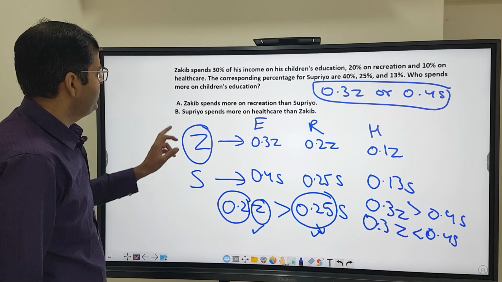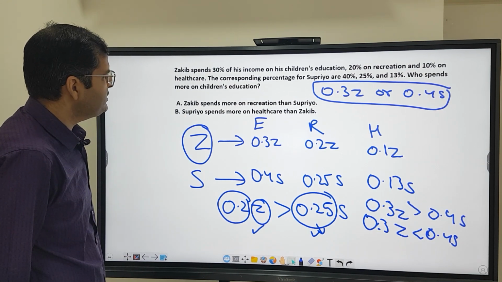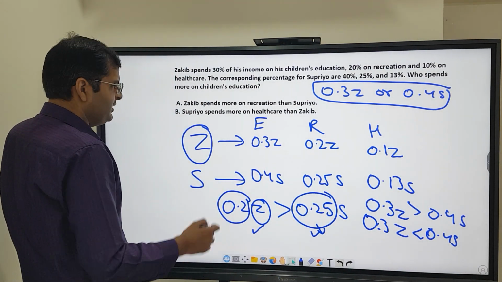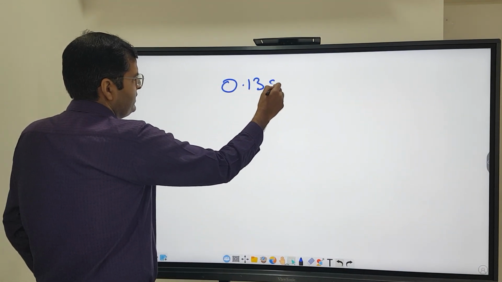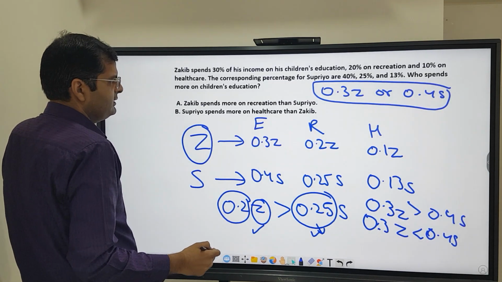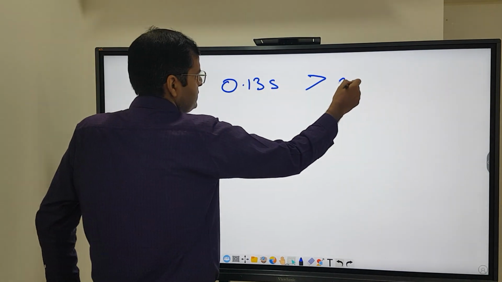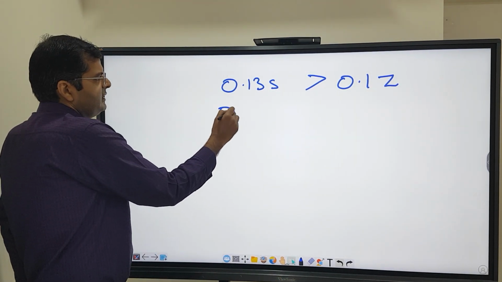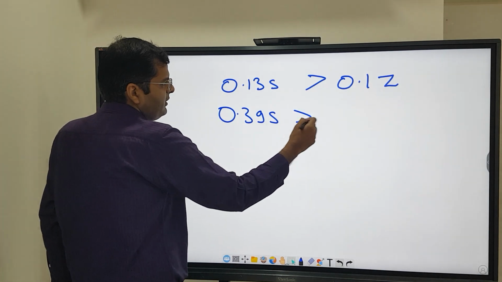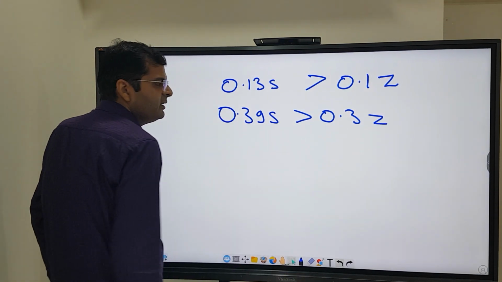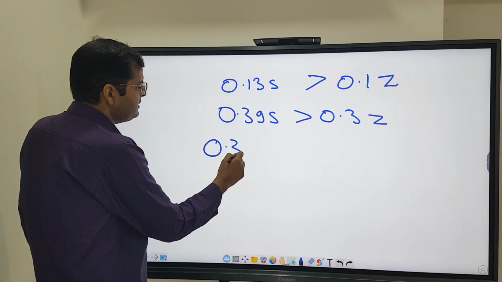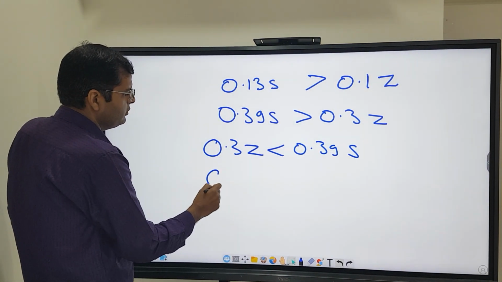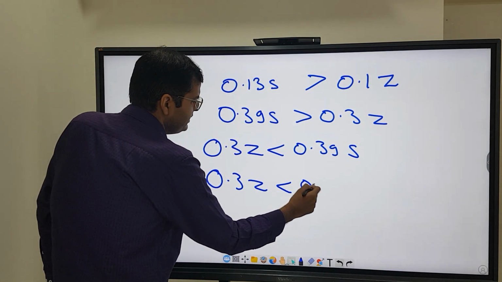Now we look at statement B. It says Supriyo spends more on healthcare than Zakib. So Supriyo's spending on healthcare is 0.13S. Let me write here 0.13S. It is more than Zakib's, which is 0.1Z. Now if I multiply this inequality by 3 on both sides, this becomes 0.39S greater than 0.3Z. So we know that 0.3Z is less than 0.39S. If this is true, then 0.3Z will definitely be less than 0.4S.